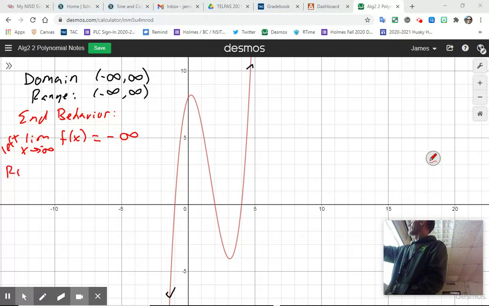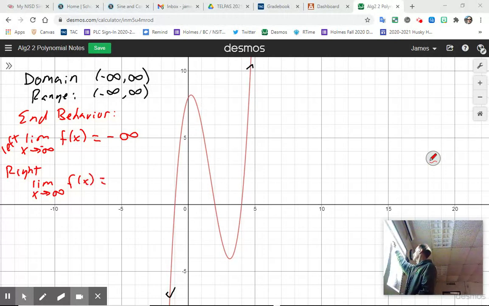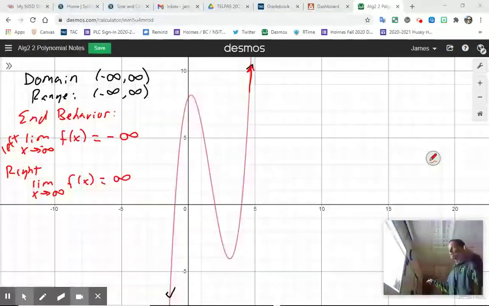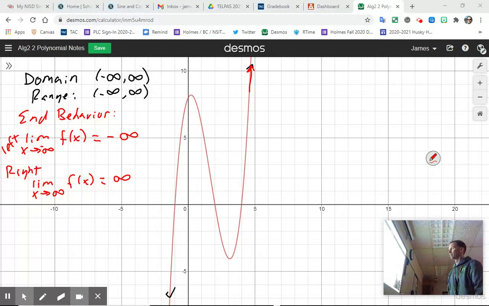And then off to the right, what happens? That's the limit as x approaches positive infinity of the function. Well, on the right-hand side, it's going up forever. So that end behavior is going to be positive infinity. Don't overthink end behavior. It's literally what happens on the left-hand side of the graph, what happens on the right-hand side of the graph. And your only options are going to be negative infinity or positive infinity.